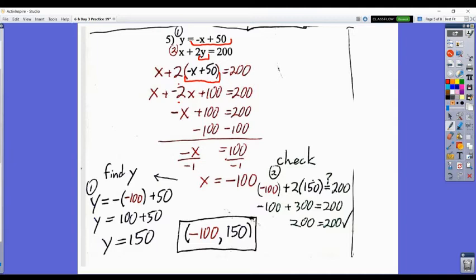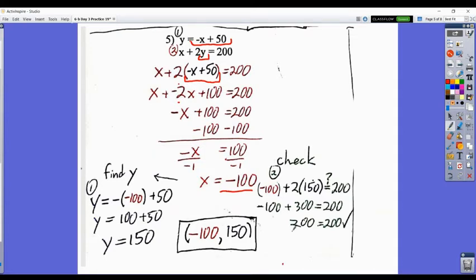Subtract 100 from both sides, then divide both sides by -1, because the opposite of x equals 100, so x equals -100. There's going to be a problem here for some people. When you put this -100, this x answer, into that first equation, then you get the opposite of -100. So you've got to be careful with that.